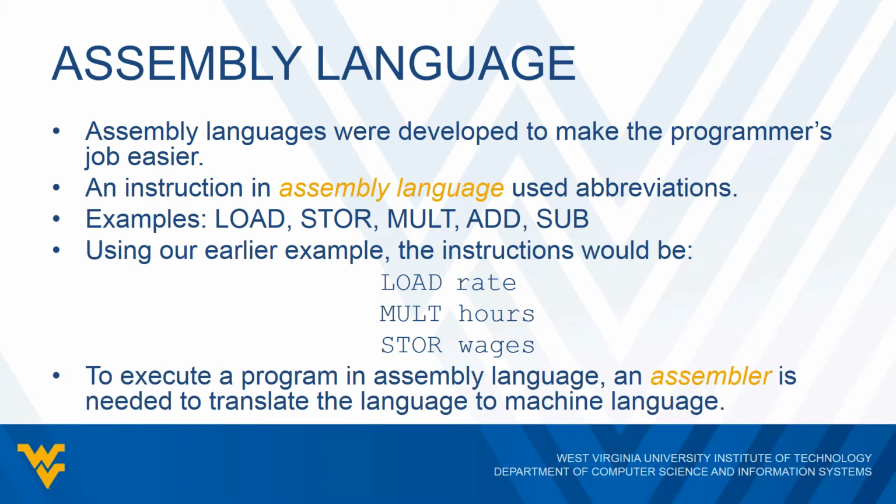Now, if we want to run a program in the assembly language, we would need what's called an assembler. What this does is it takes our assembly code and translates it into the machine language. So remember, the machine still only reads zeros and ones. It cannot read assembly language. So we need some programs, in this case the assembler, that will take our assembly instructions and convert them into those zeros and ones so that the machine can understand it.